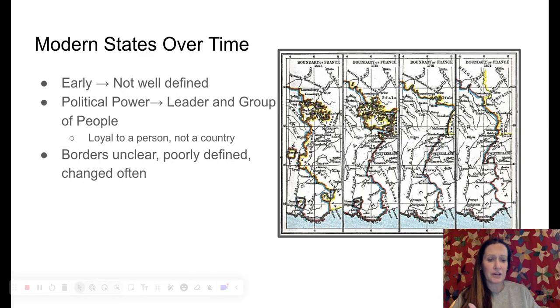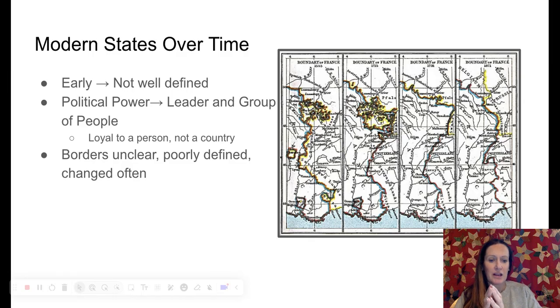So earlier in our history, and we're talking about really all of the world, specifically Europe, but not just Europe, this does apply to other continents, political borders were not as well defined. Instead, political power was basically you had a leader and a group. Think of a king or a feudal lord. Other parts of the world had similar, right? You learned about feudal areas in Asia as well, in world history.